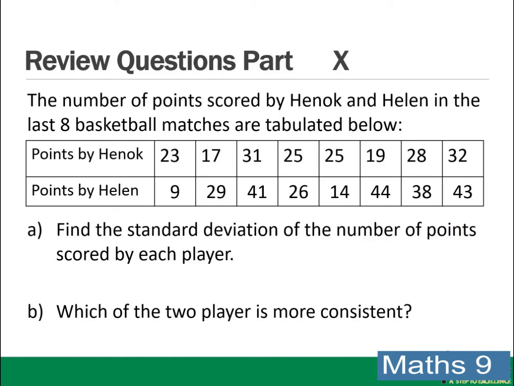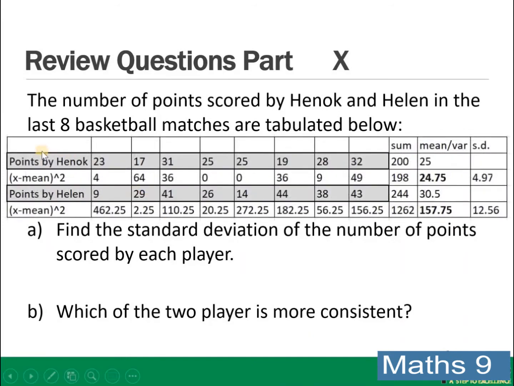Here's the answer. To work this out, we need to add some more rows to the table. Now, if we have a look at the points that Henrik scored and find the sum of all of these points, which is 200, and divide it by 8, we get the mean of 25. And the same for Helen, we get a mean of 30.5.